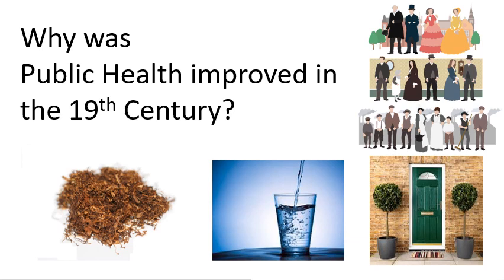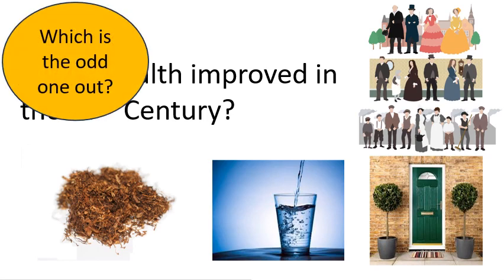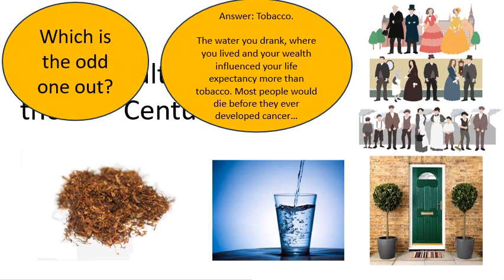You've got the working class, middle class, and the upper classes. Now, very quickly, the odd one out is going to be tobacco. We think of it as a great evil today and something that would kill you. Thing is, though, the other three were probably more likely to kill you in the 19th century than tobacco, because you probably died of something related to one of those, or all of them, before you got old enough to develop cancer. So the tobacco is the odd one out.